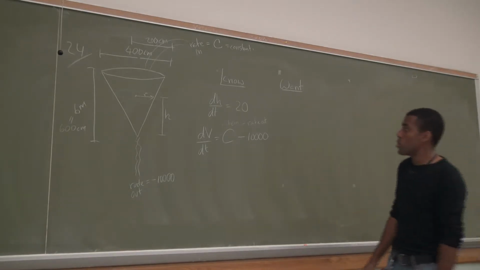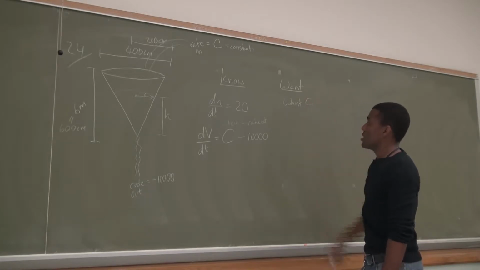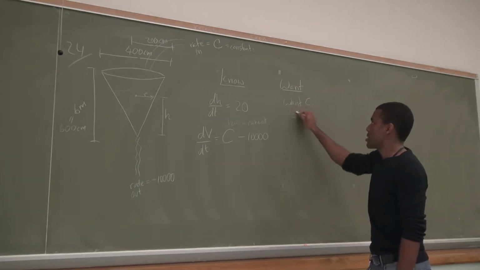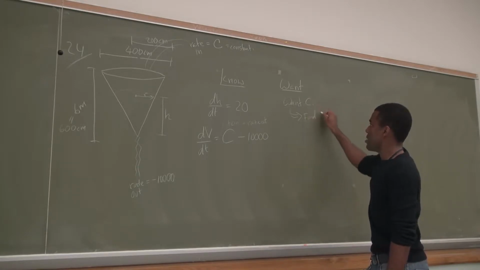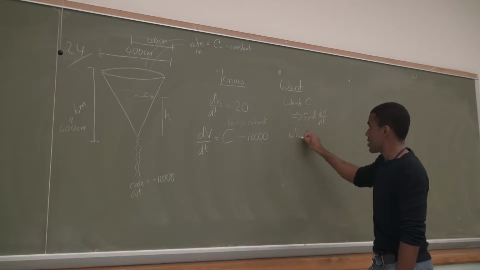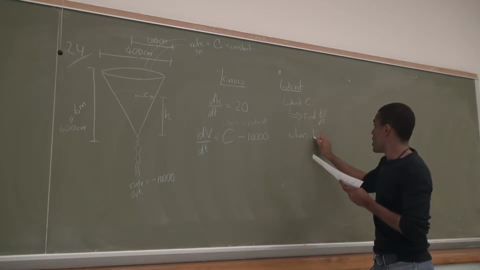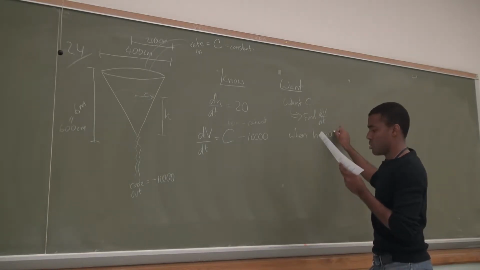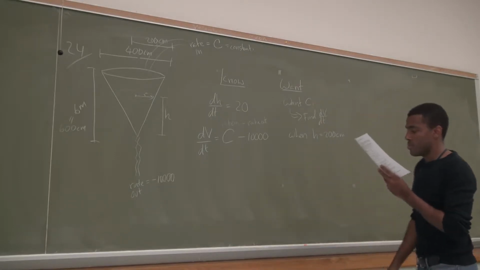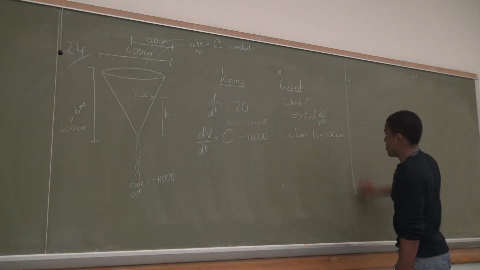So that's good enough. What do we really want? We want C. In order to find C, we need to find dV dt. If we find dV dt, we can solve for C by subtracting 10,000. When do we want it? When H is 200 centimeters. Okay, so that's setting up the problem.